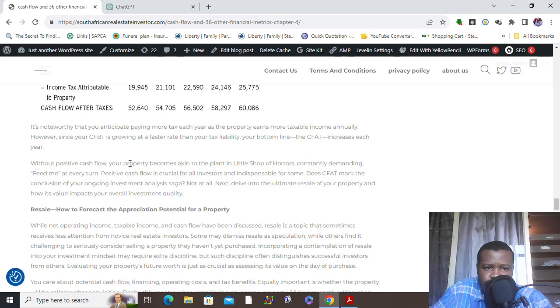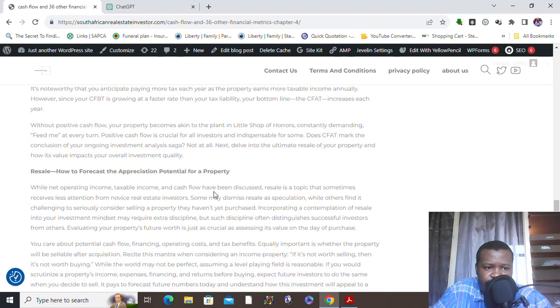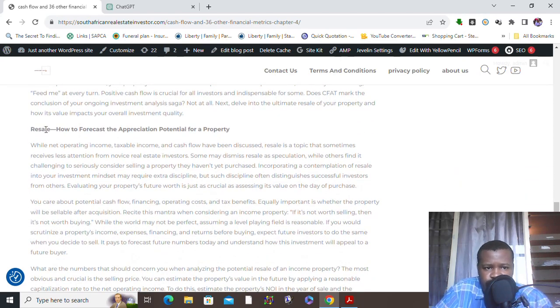Without positive cash flow, your property becomes akin to the plant in Little Shop of Horrors, constantly demanding "Feed me!" at every turn. Positive cash flow is crucial for all investors and indispensable for some. Does the cash flow after taxes mark the conclusion of your ongoing investment analysis saga? Not at all. Next, delve into the ultimate resale of your property and how its value impacts your overall investment quality. Resale and how to forecast the appreciation potential of a property.